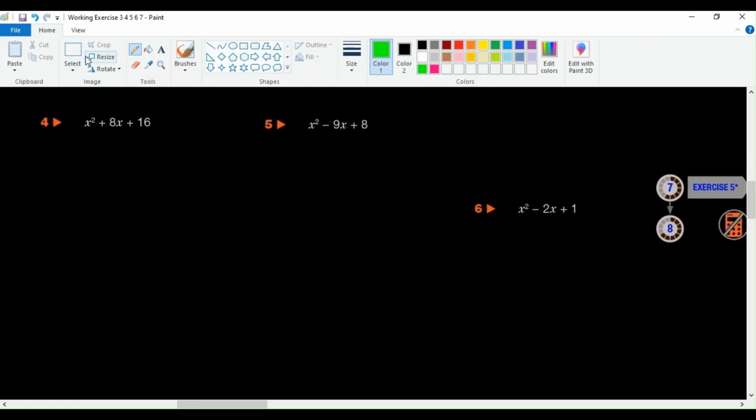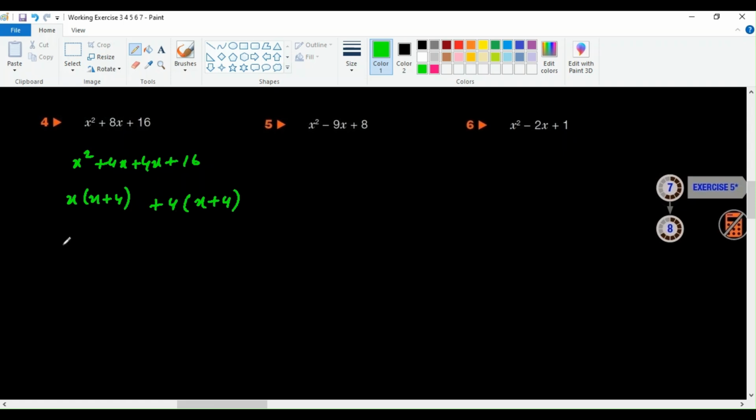In here, as you can see, 4 times 4 is a 16 and 4 plus 4 is an 8. So I will write plus 16 like this and plus 4x and plus 4x like this. So x plus 4 in one bracket, and another bracket I will write x plus 4 as it is, and plus 4 is going to be here to give us x plus 4 in one bracket and x plus 4 in another bracket. So this is going to be the answer for this question.